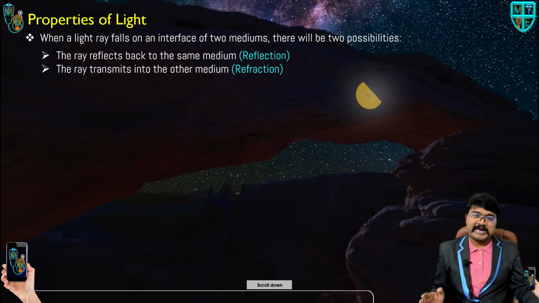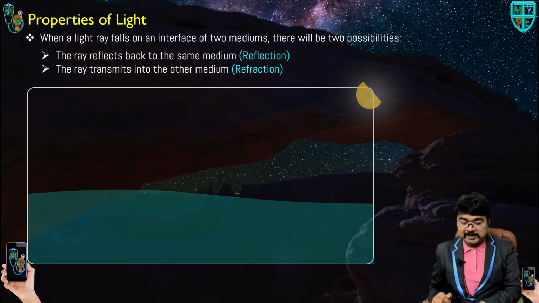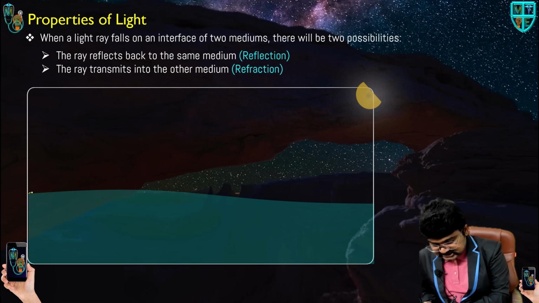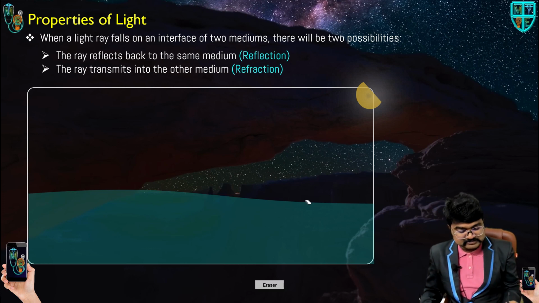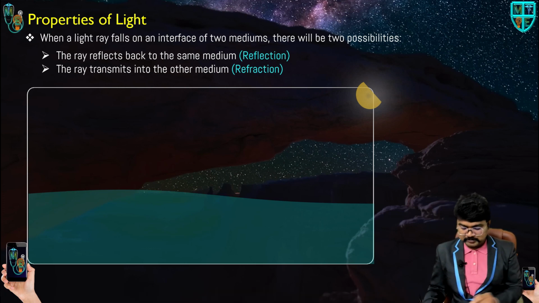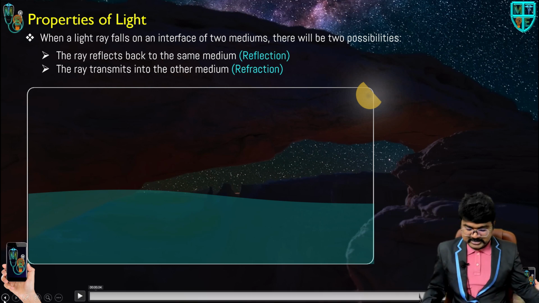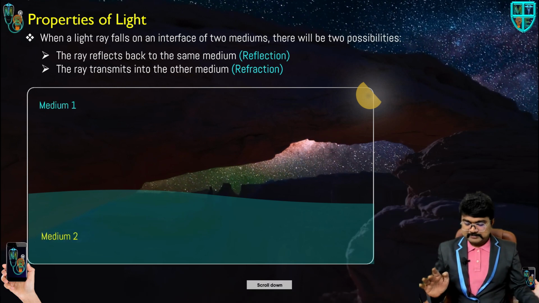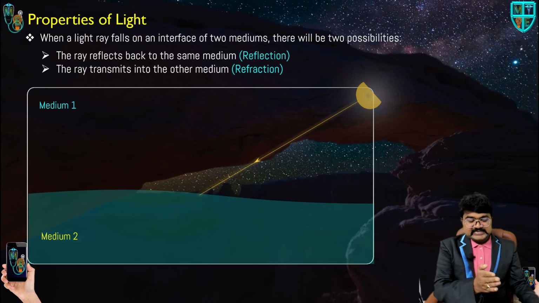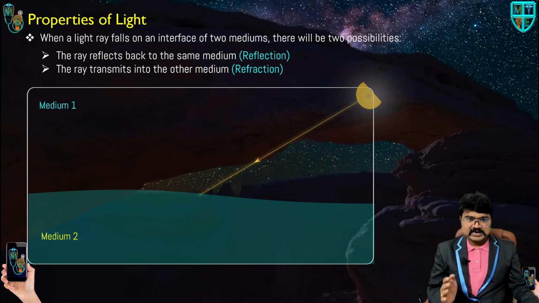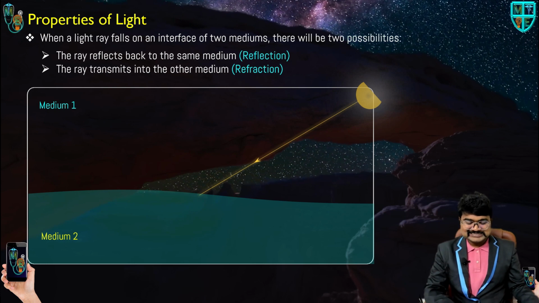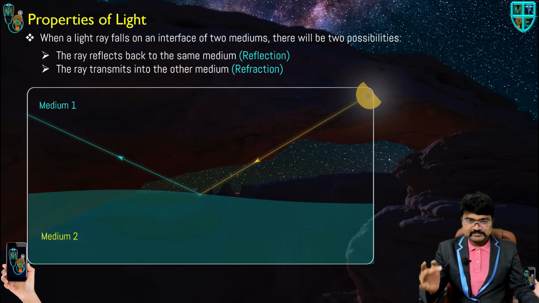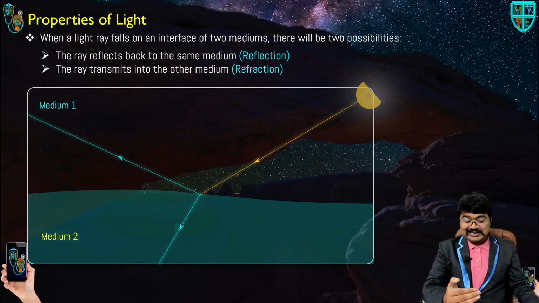This is the source of light, and this is the interface of two mediums: medium 1 and medium 2. Just observe. The light ray is coming from the source and incident on the surface. Some amount of light is reflected from the surface, and some amount is transmitted into the other medium.